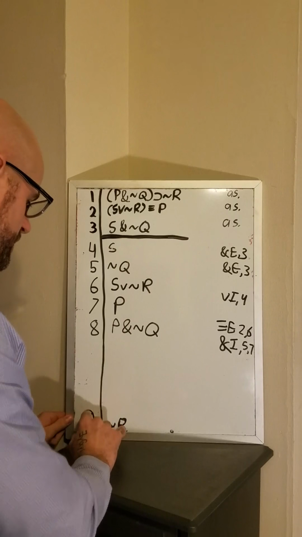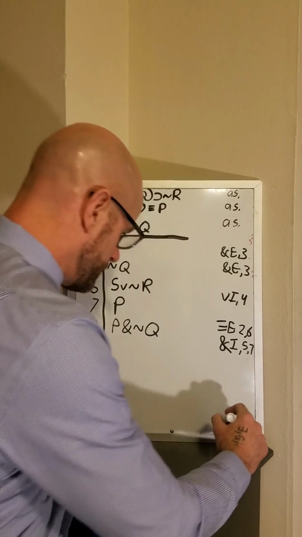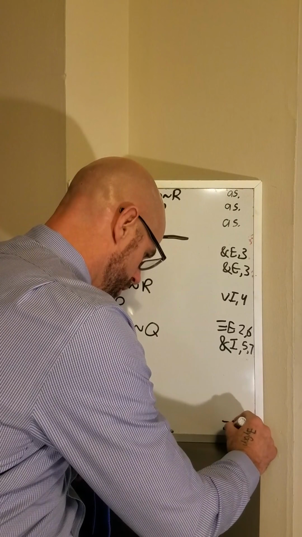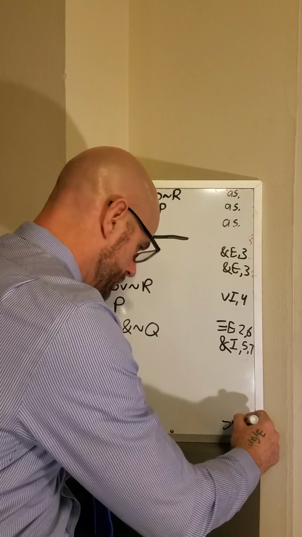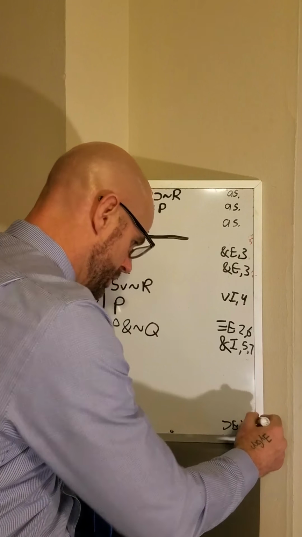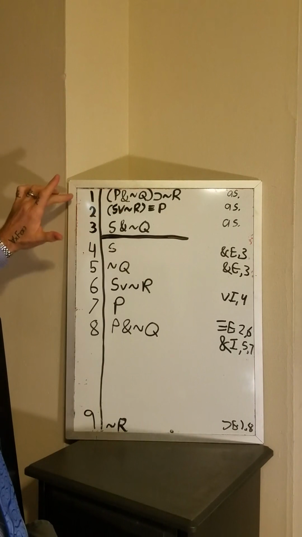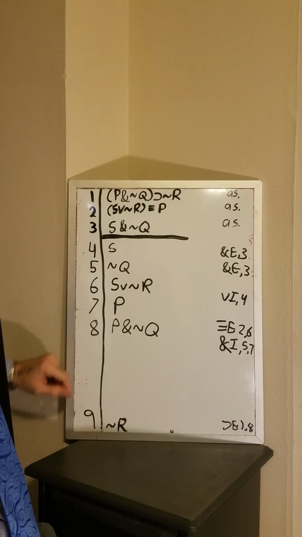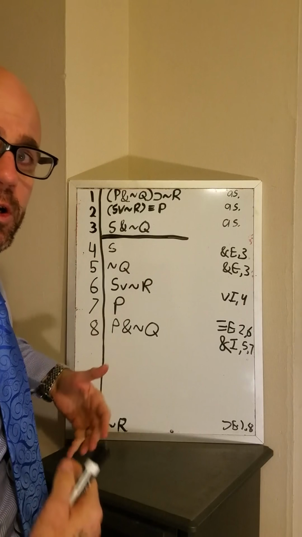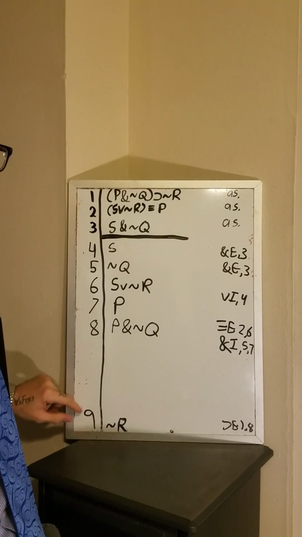And now we can finish this by conditional elimination on lines 1 and 8. And that completes our proof. We've shown that an argument with these as the premises and this as the conclusion is a valid argument, which is another way of saying that these sentences entail this sentence.